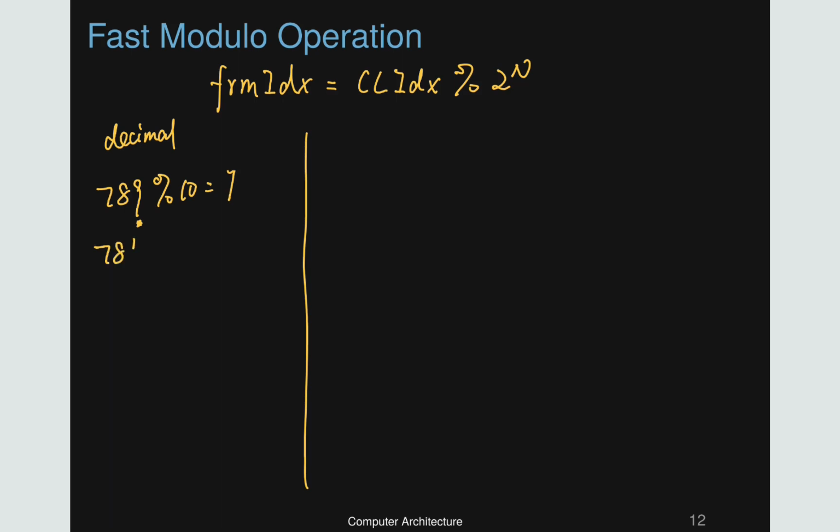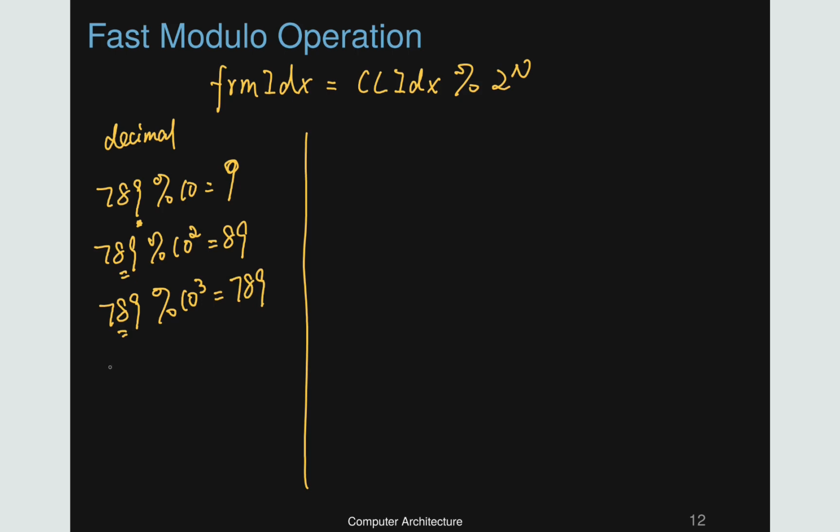Similarly, if we want to do 789 modulo 100, we can rewrite 100 as 10 to the 2. 789 modulo 100 can effectively be computed by taking the last 2 digits of this number out. So the result is going to be 89. And similarly, if we want to do 789 modulo 1000, which is 10 to the 3, all we need to do is take the last 3 digits out. So the result is going to be 789.